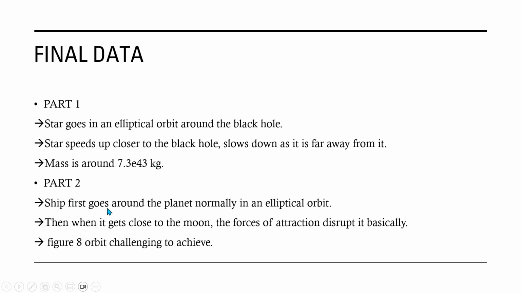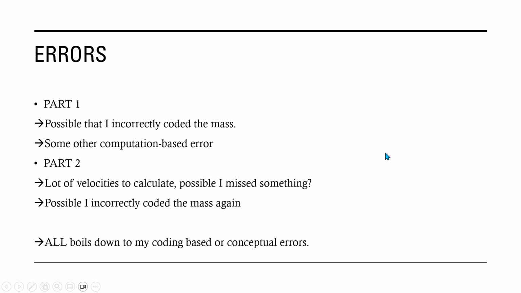And for part 2, the ship first goes around the planet normally, as we saw in the previous slide. And then when it gets closer to the moon, the force of attraction disrupts it, basically. It becomes weird because the moon and the ship become close to each other. And the figure 8 orbit, which was given in the question, is quite challenging to achieve.